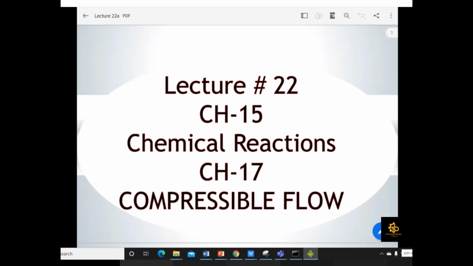Okay, so chapter 15, I think we will solve one problem related to chapter 15, and then we will shift to chapter number 17, which is compressible flow. We will talk about compressible flow. Although it is a fluid mechanics related domain where you have studied compressible and incompressible flows, we also study compressible flow in the thermodynamics course.